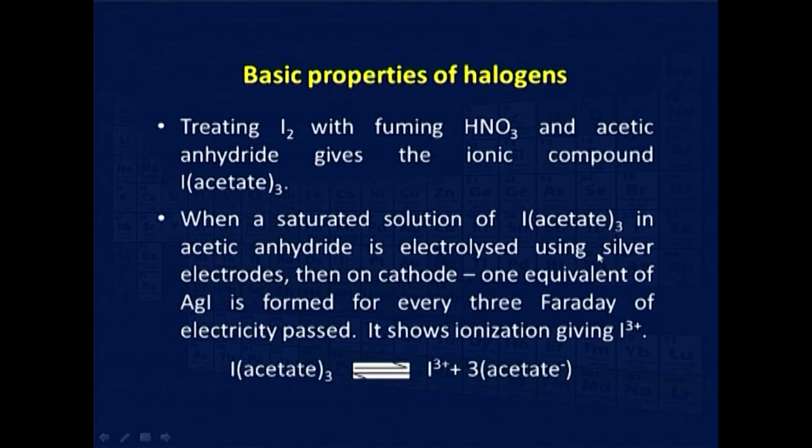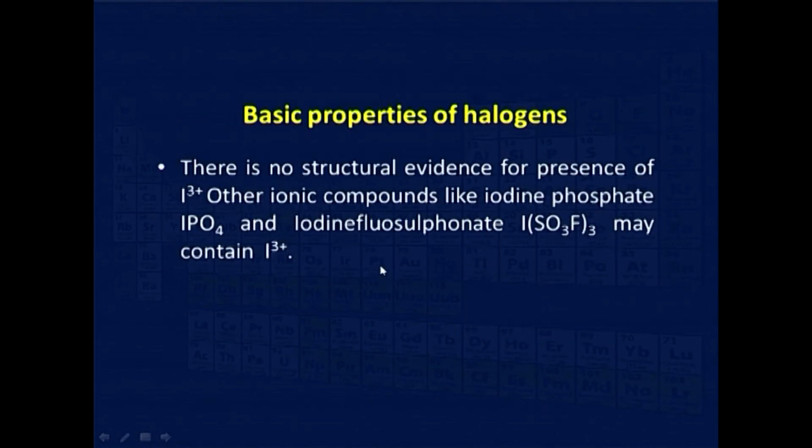When a saturated solution of this iodine triacetate in acetic anhydride is electrolyzed using a silver electrode, then at the cathode one equivalent of silver iodide is formed for every 3 faradays of electricity passed. This is the way the ionization gives tri-positive iodine. There is no structural evidence for the presence of tri-positive iodine. Other ionic compounds like iodine phosphate, IPO4, and iodine fluorosulfonate may also contain tri-positive iodine.